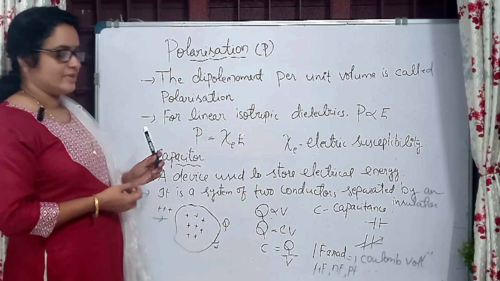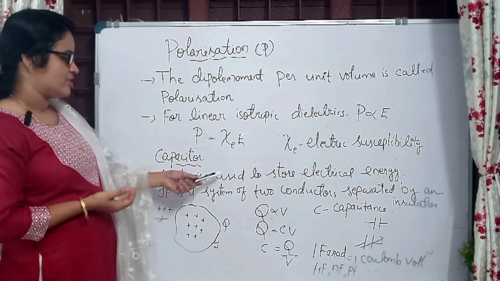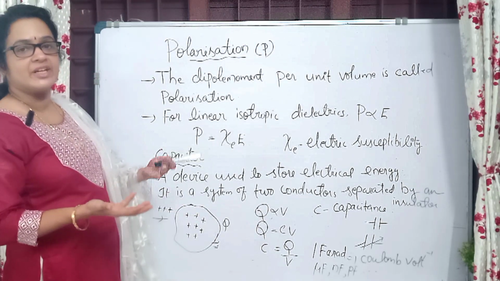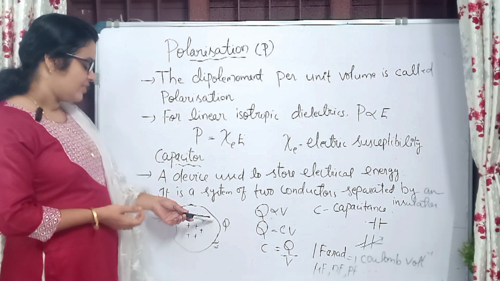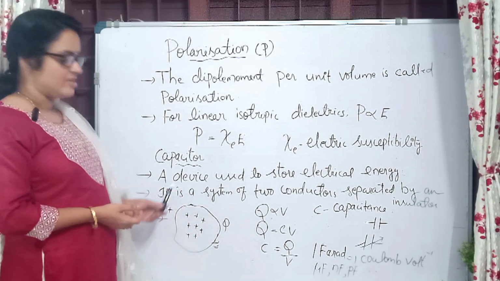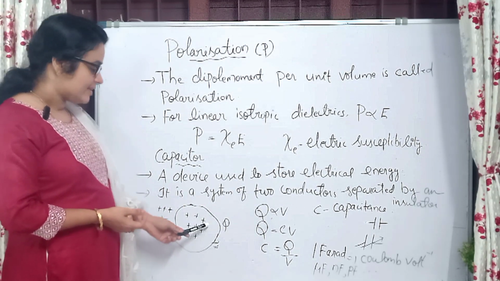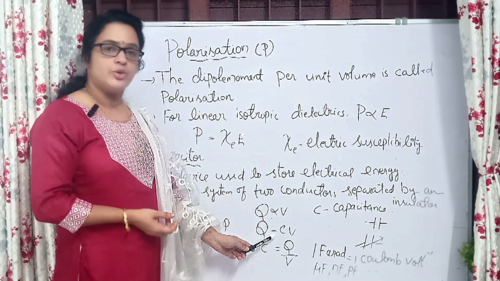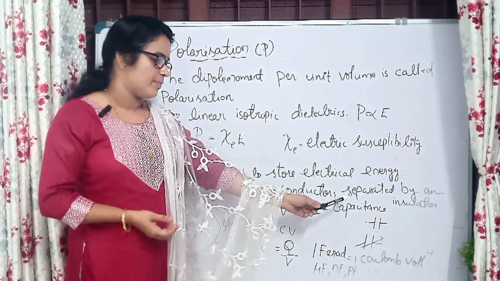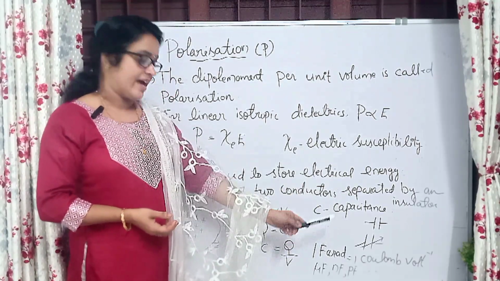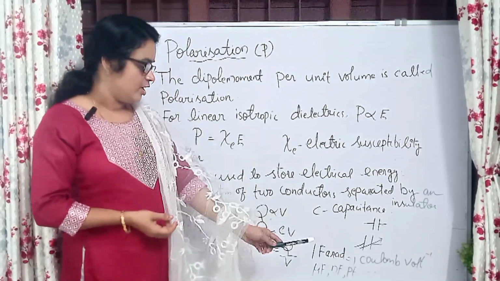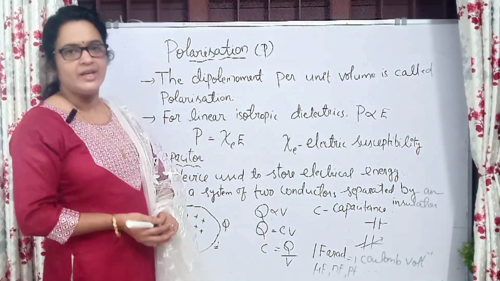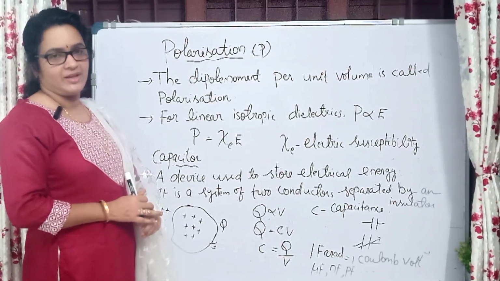Now we have the capacitor. It is a device used to store electrical energy, and it is a system of two conductors separated by an insulator. And here we can charge the capacitor, that means a conductor can be charged by using a cell, and as the charge increases, the potential also will increase. That is, Q is proportional to V. Q is equal to CV, and C is the capacitance, and the unit is farad or coulomb per volt. Microfarad, nanofarad and picofarad are used as units of capacitance.